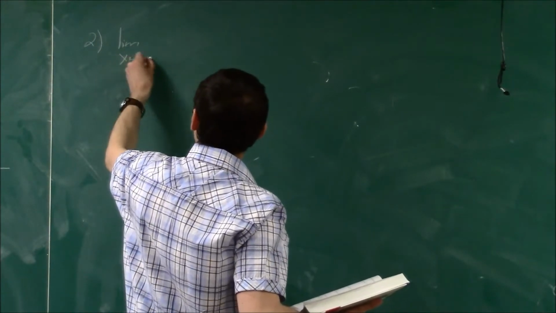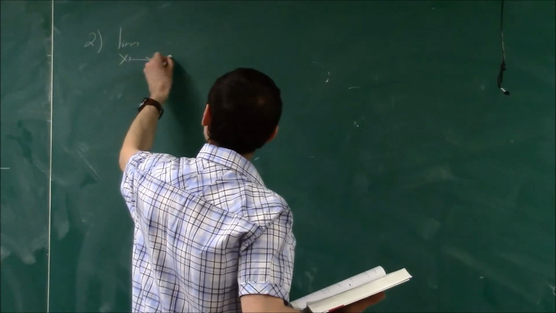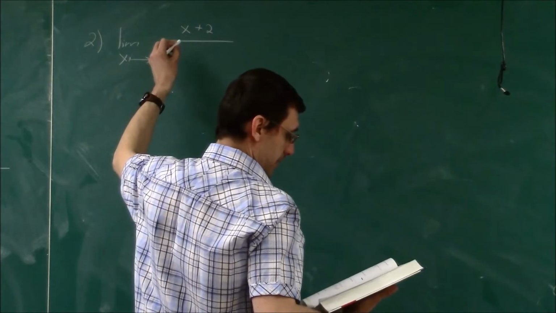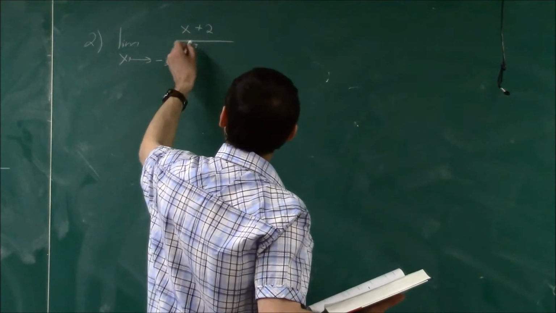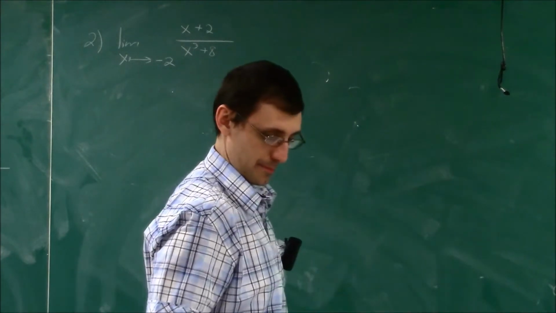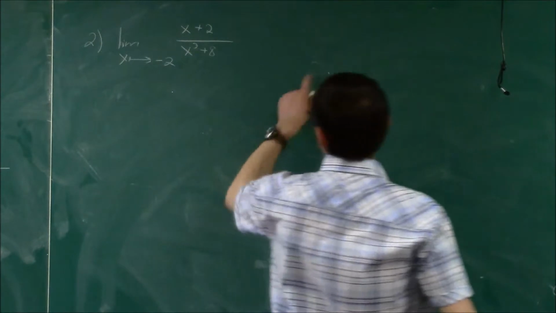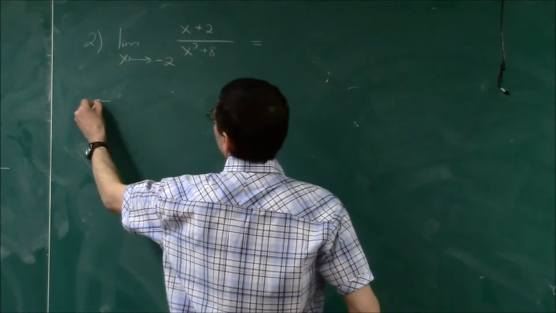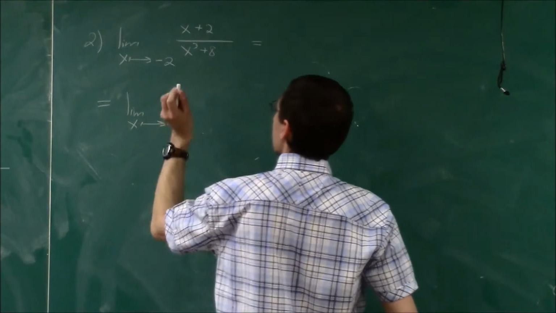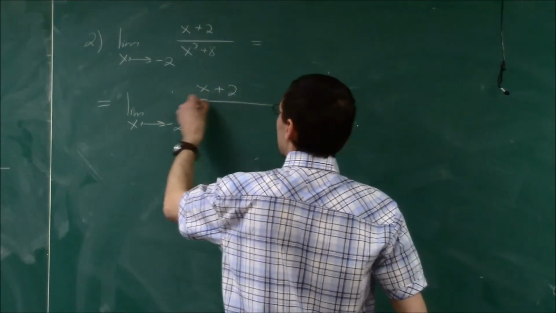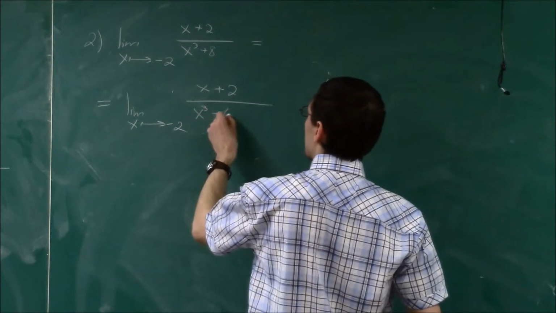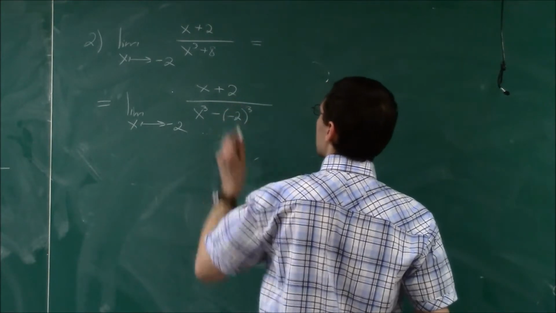Limit as x goes to minus 2 of x plus 2 divided by x cubed plus 8. For this limit, observe that the denominator is a sum of cube powers. It is x cubed minus minus 2 cubed.